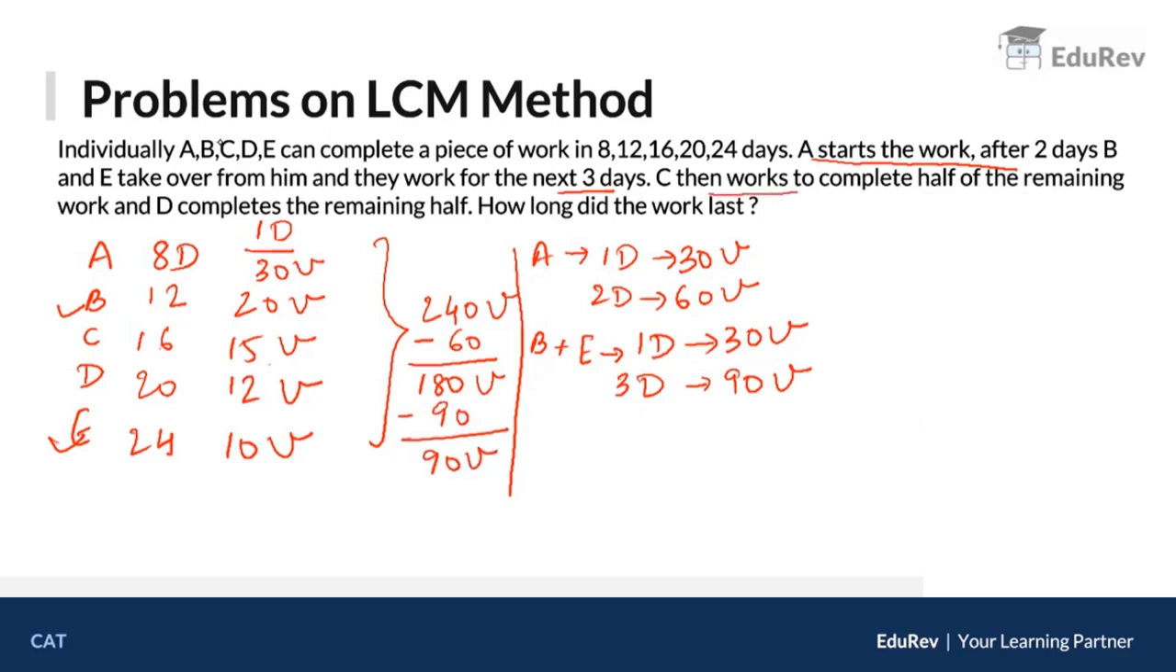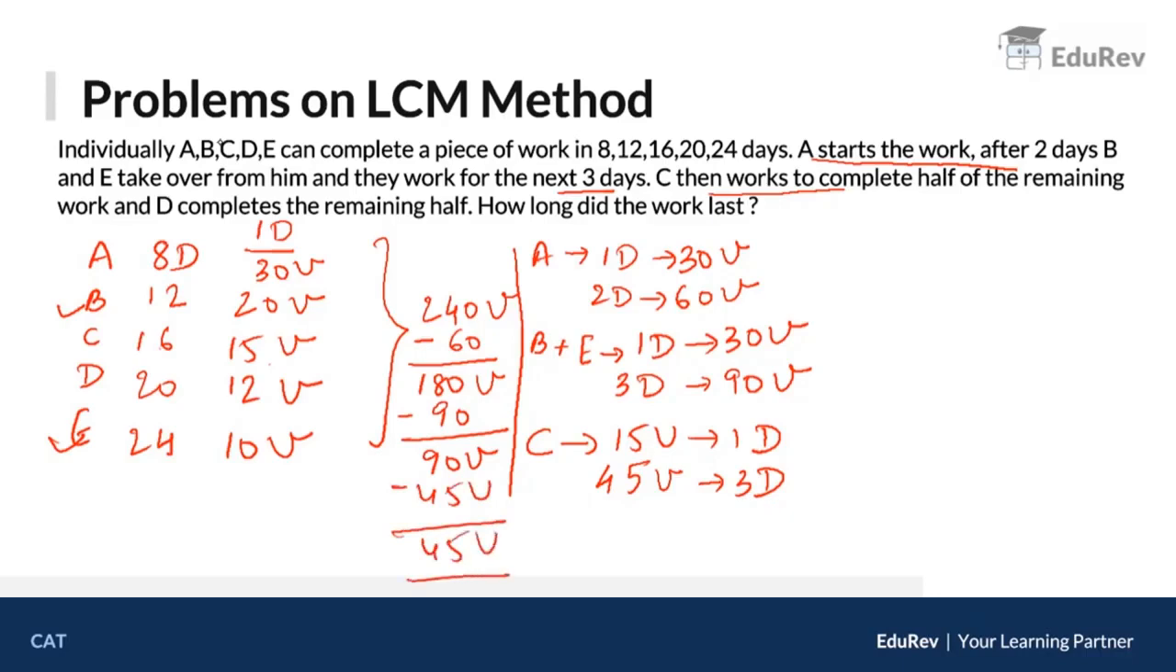Now C then works to complete half of the remaining work. So C works to do half of 90. So that is 45 units. Now look, C does 15 units in 1 day. So to do 45 units C will take 3 days because 15 3s are 45. So 45 units are done by C. You are left with 45 units.